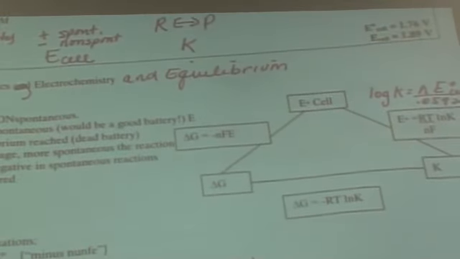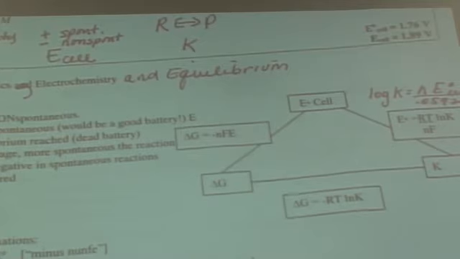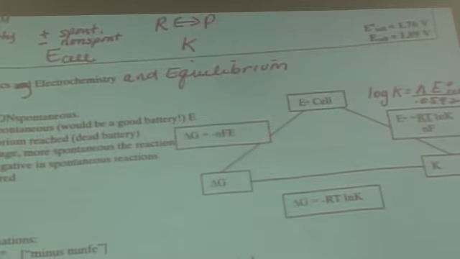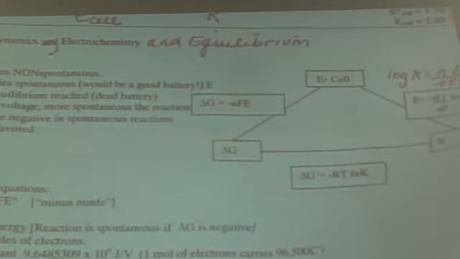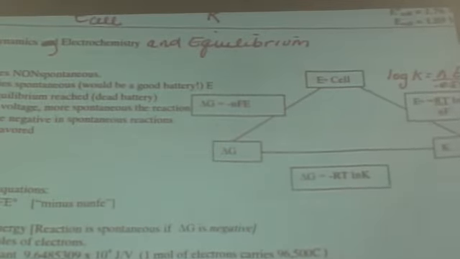See, you zombied out already. Wait, so it's favored when K is greater than 1, so when it favors the product, you said? I thought you wanted more reactants, because that means it's a longer lasting battery. Okay, we're not talking about a battery, we're just talking about the universe in general. Oh, okay, because I saw that delta G, and the E cell was greater than 0, which means a good battery. So, okay. Alrighty.